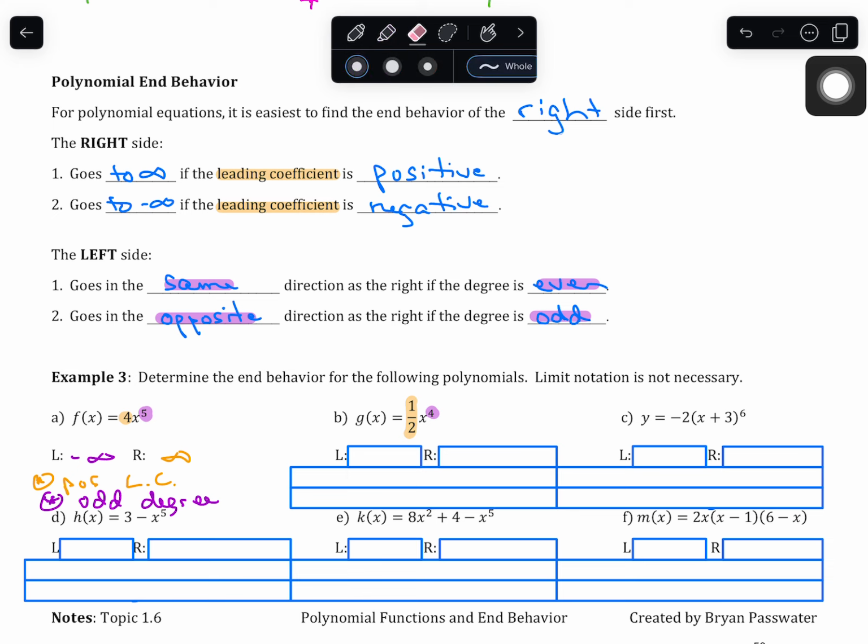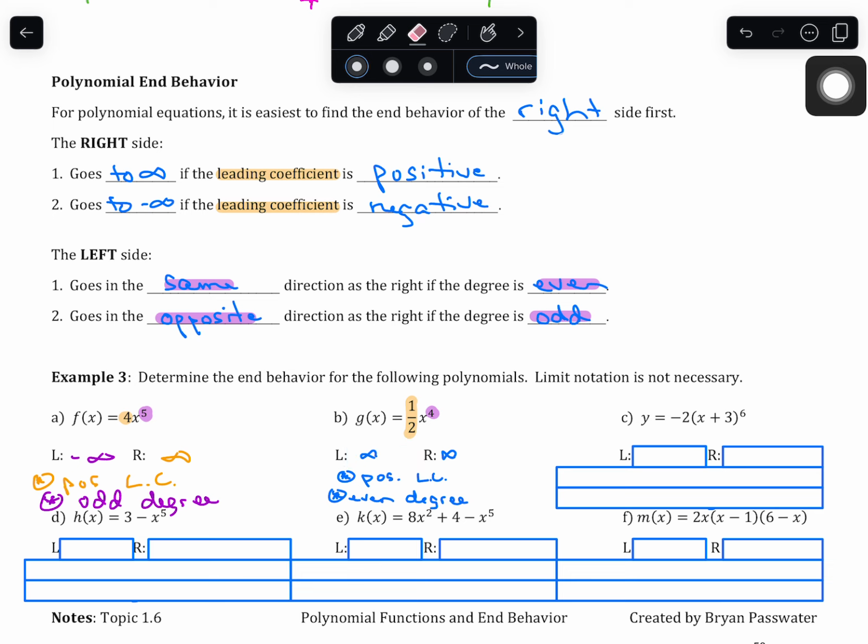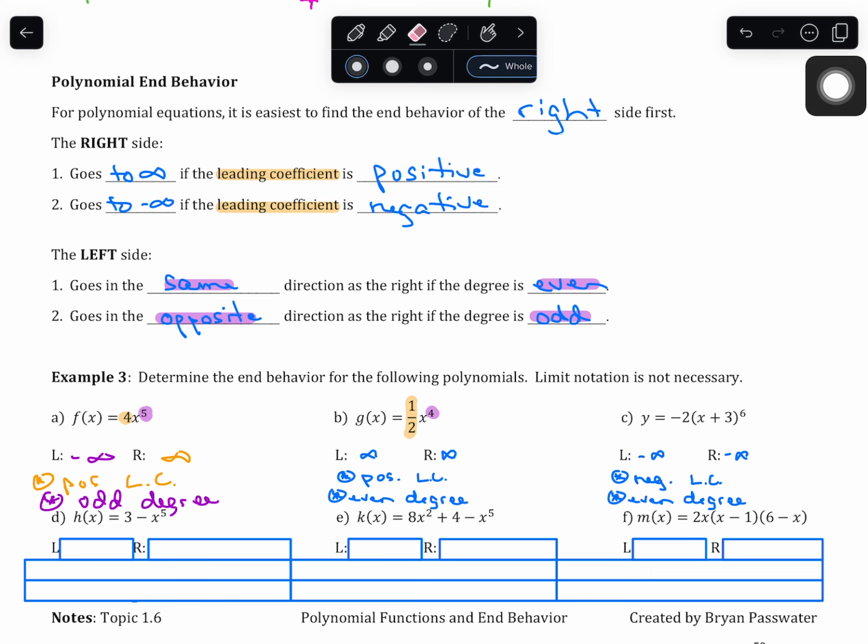Okay, so things I noticed. For B, I have a positive leading coefficient. So again, that tells me I'm going to end at infinity. It has to go uphill. Then I noticed I had an even degree, so that tells me they both have to start and end in the same position. For C, I notice I have a negative leading coefficient. So that means I don't start up, I actually start down, so at negative infinity, and then I have an even degree, so that would be at negative infinity as well.